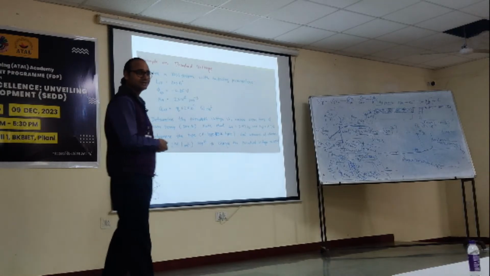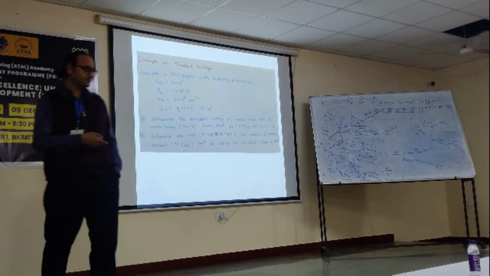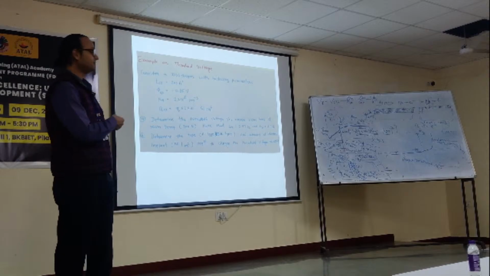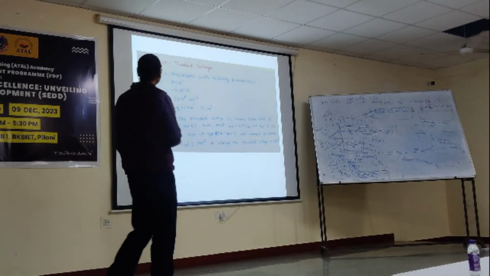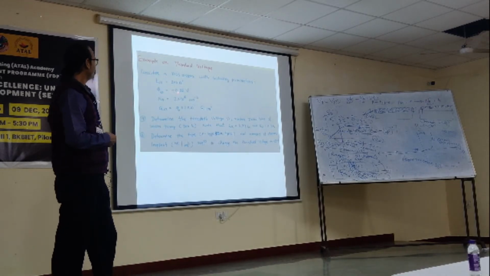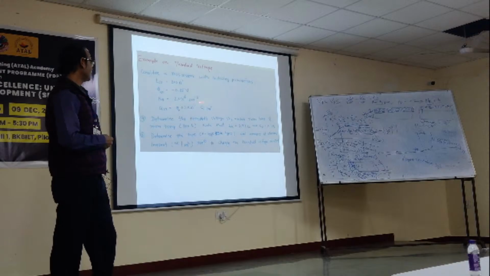Should we solve problems? We should solve problems also. Consider the MOS system with the following: oxide thickness is 200 angstrom, phi ms is minus 0.25, the acceptor doping is this one. What is this QOX? Oxide charge. And as I said, assume it to be positive. Here it is already given positive. Determine the threshold voltage.